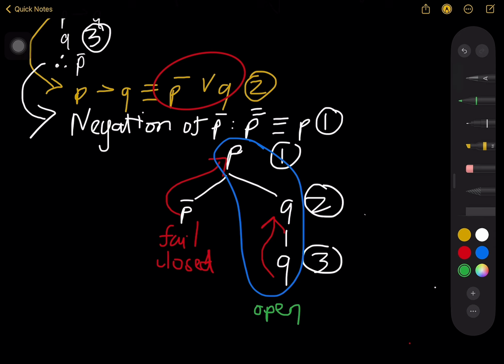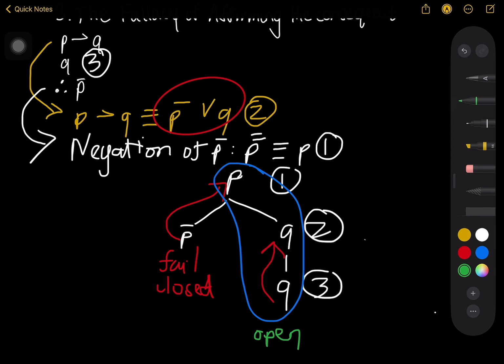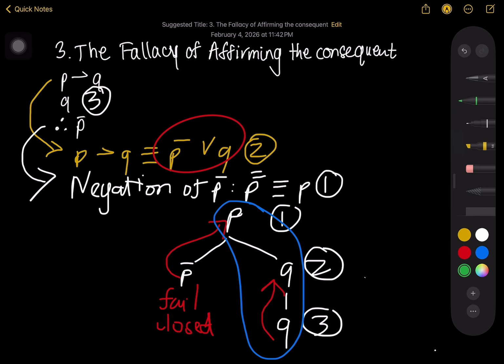What does it mean for a branch to be open? If a branch stays open, it means there is a consistent interpretation where the premises are true and the conclusion is false. So it is possible that all of our premises are true, but the conclusion is false. Therefore, we're going to say this original argument is invalid.